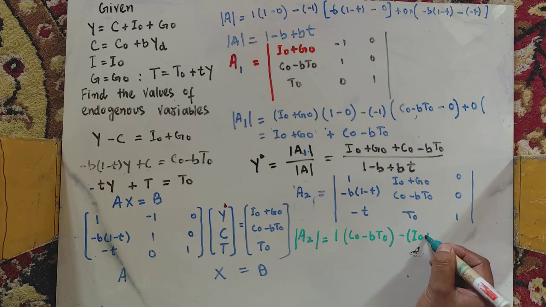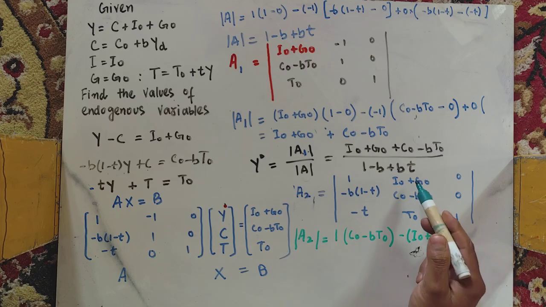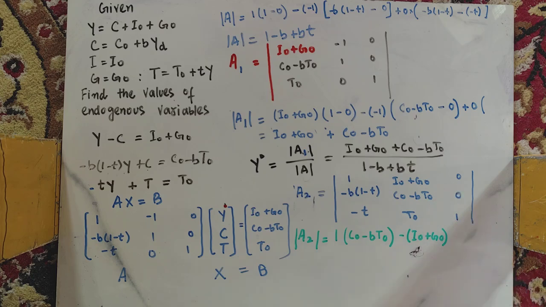I naught plus G naught. Now we delete the row and the column in which it appears and take the determinant of the remaining elements. So what are the remaining elements in this case? We have minus B, 1 minus T, okay, it will not fit here. So we have minus B, 1 minus T, okay, and into 1 is 1, okay.